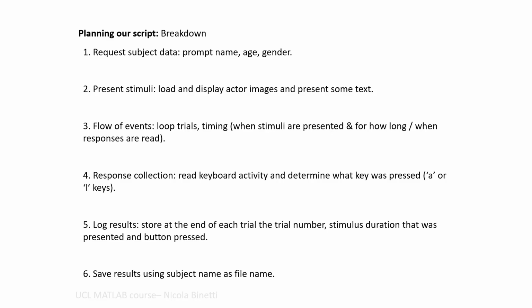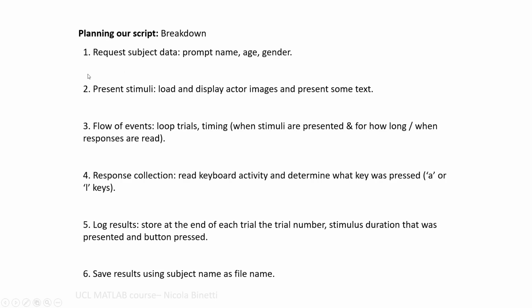Okay, so let's carry on where we left off last time. Last time we started tackling our experiment by, first of all, breaking it down into a laundry list of features that we consider might be required. What we thought we would need would be, for example, some way of requesting some participant data, for example, their name, their age, their gender.